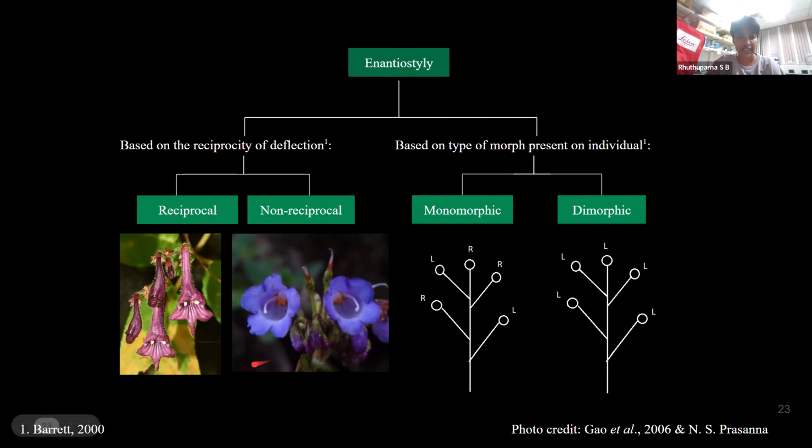And here, as you can see, this is Paraboea rufescens. And here only the stigma is deflected from the main floral axis. This is known as non-reciprocal enantiostyle. On the other hand, there is another classification based on the presence of morph on an individual. So if an individual produces both L and R type of morph on the same plant, it is known as monomorphic enantiostyle. And if an individual produces only one type of morph, that is known as dimorphic enantiostyle.